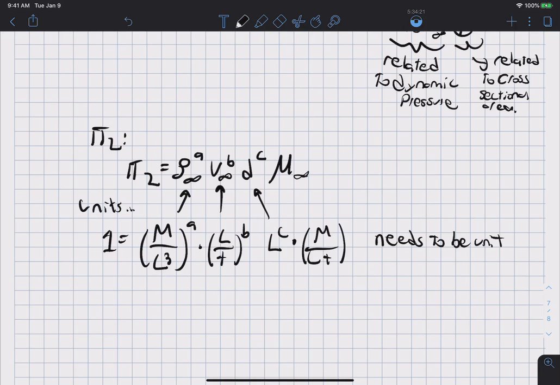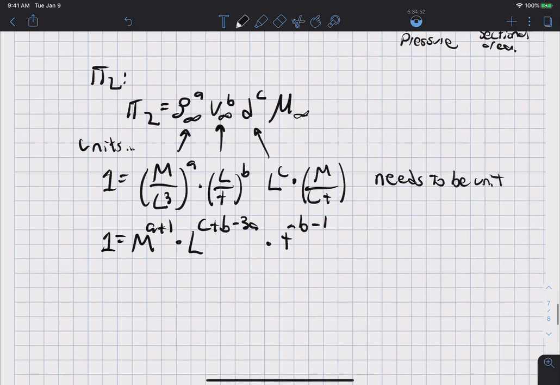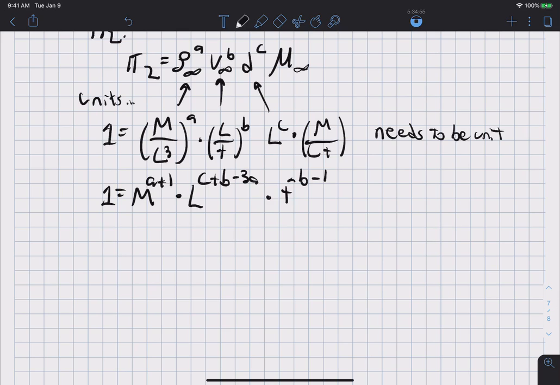So let's rearrange this. We have a dimensionless 1 is equal to mass raised to the a plus 1, times length raised to the c plus b minus 3a, times time raised to the minus b minus 1. Okay, and so we play the same game that we did before, and we need the powers of the units to be 0.